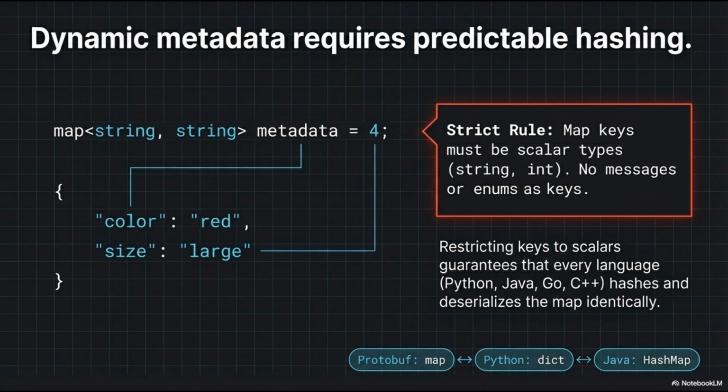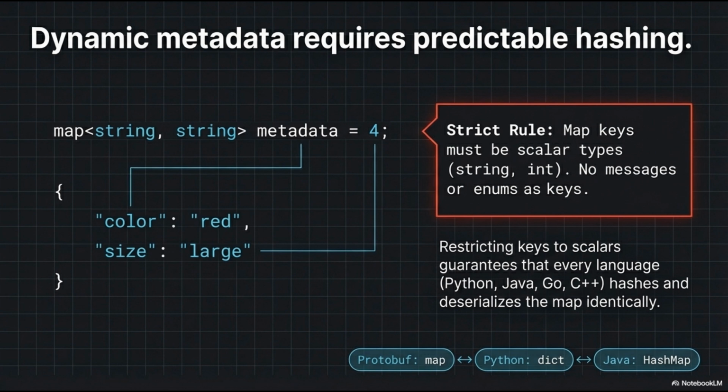But what about the map values? Are they restricted too? Not at all. The map values can be absolutely anything. Wait, let me make sure I have this straight. I can have a repeated list of nested messages. Yes. And those nested messages can contain maps. Yep. And the values inside those maps could be enums.